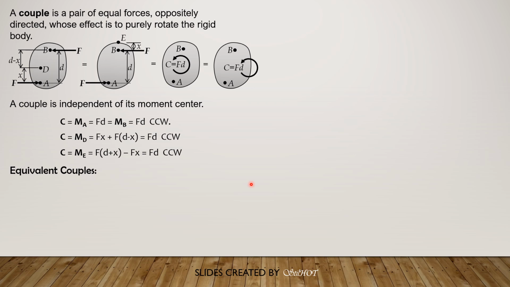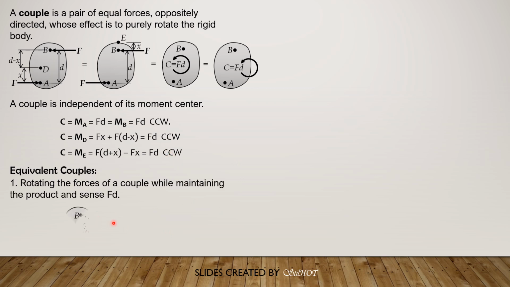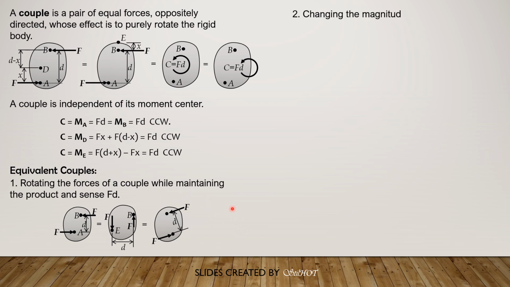Rotating the forces of the couple while maintaining the sense, the couple remains unchanged. So that is, the forces of the couple may be horizontal and vertical distance is d. They may be horizontal as long as the perpendicular distance is still d, or they may be inclined as long as the distance is d and the sense remains the same, and that is counterclockwise. So I hope you get that principle.